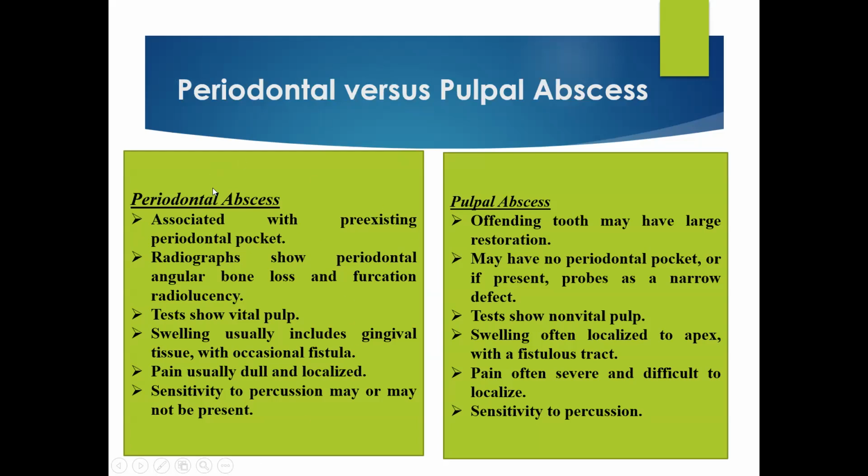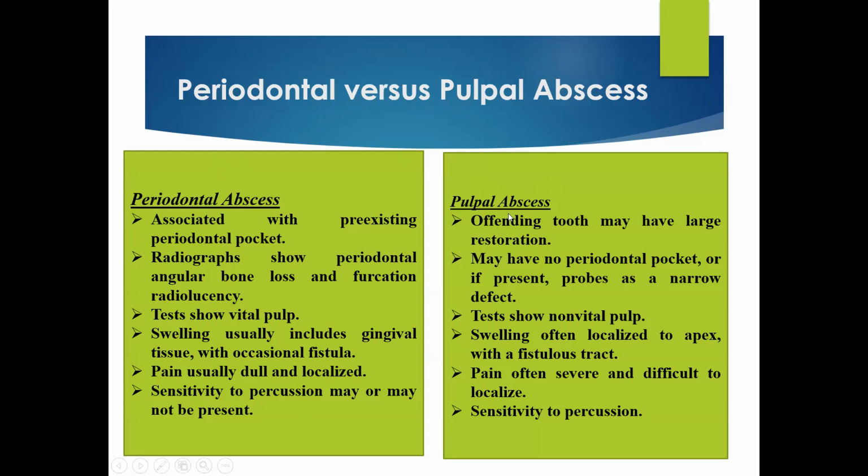Now, how will we differentiate between periodontal and pulpal abscess? Periodontal abscess is associated with a periodontal pocket, so there will be a probing pocket depth. Radiograph shows a periodontal angular bone defect. The tooth is vital. Swelling usually involves gingival tissue with occasional fistula. Pain is dull and localized, and sensitivity to percussion may or may not be present.